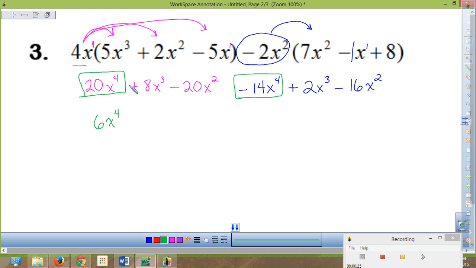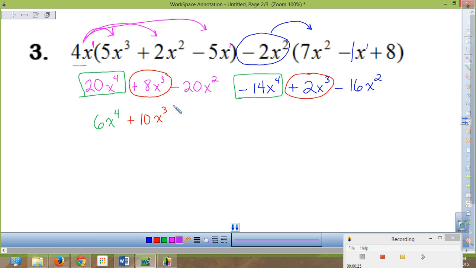When you add and subtract, you don't change exponents. Think of them as objects. You have 20 pencils minus 14 pencils. So you have 6 pencils. Then we'll look at the x to the 3rd, and x to the 3rd here. So we have 8x to the 3rd plus 2x to the 3rd. Or 8 pencils plus 2 pencils is 10 pencils. So you have positive 10x to the 3rd.